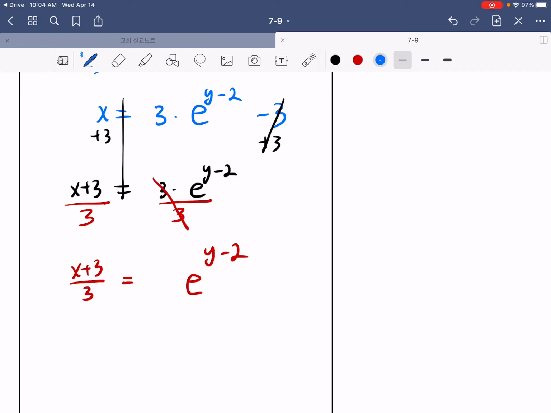So now we can get rid of this e to solve for this, right? Because it is totally isolated. We don't have any number between here. So now we can do it. Let's do natural log both sides to get rid of this e.